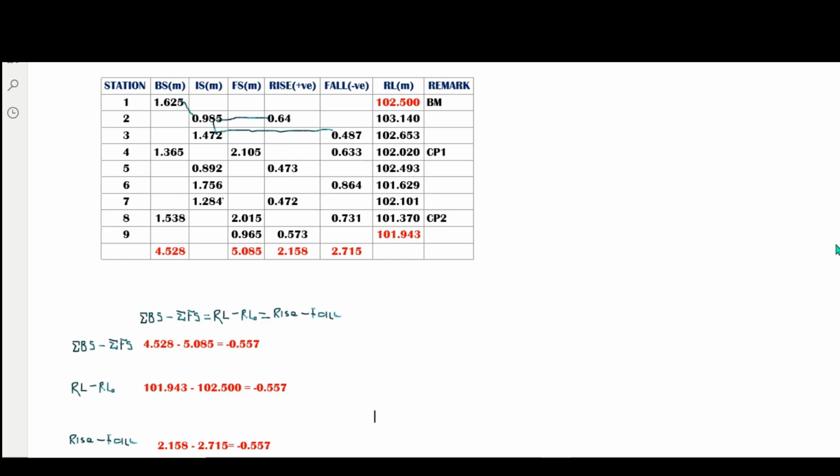All right, so this is how we go about leveling, and this is how we go about the error check.